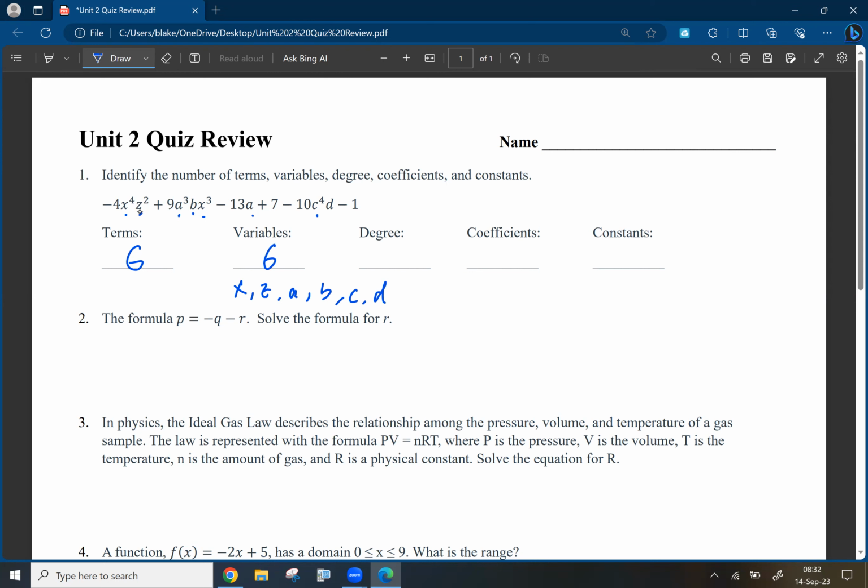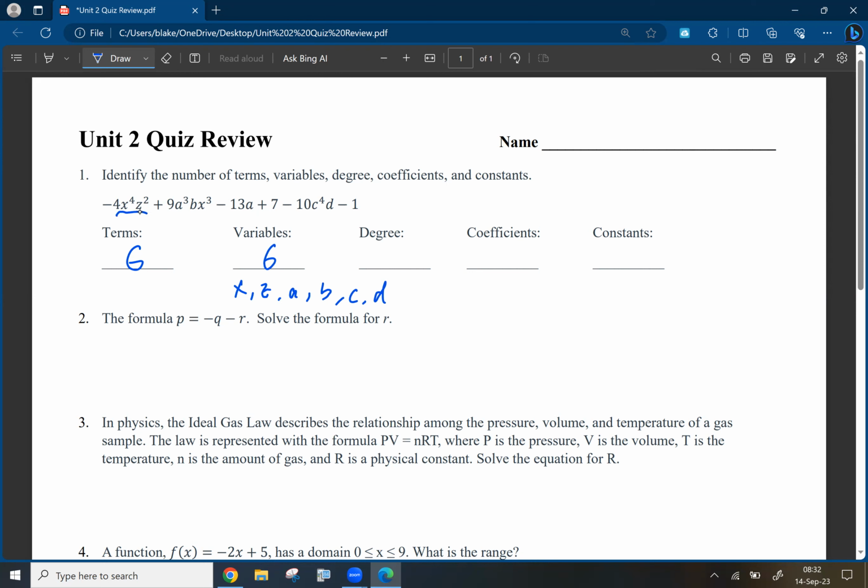Degree. Going term by term, our first term, the 4 plus 2 for the exponents makes 6. So that's a degree of 6. This one, a 3 and a 1 and a 3, that's going to be 7. 3 plus 1 plus 3 is 7. This is just the 1, so it's just 1. Constant, so 0. This one, a 4 and a 1, adds up to 5, and then another constant of 0. So the highest degree that we see is 7, so degree 7.